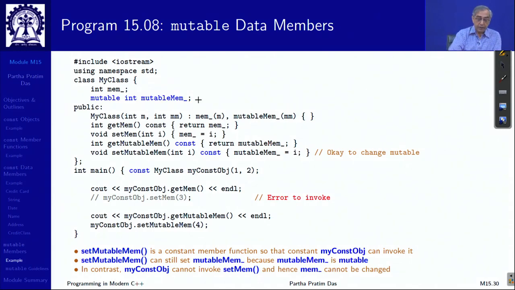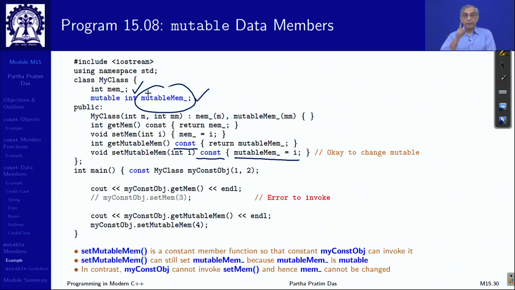So, here I have a normal member and a mutable member. A constant member function to read, that is fine, you understand. But what I have is a constant member function to set, and I can set the mutable member here. I will not be able to set mem here, because it is not mutable. So, once the function is constant, once the object is constant, it cannot be changed, but this one particularly, just this part can be changed.